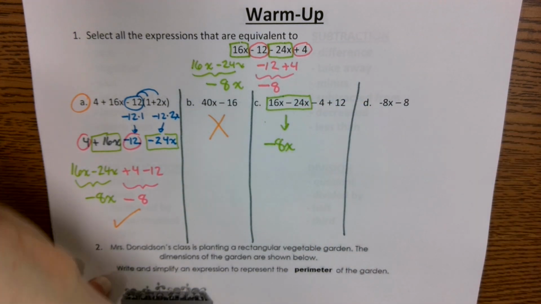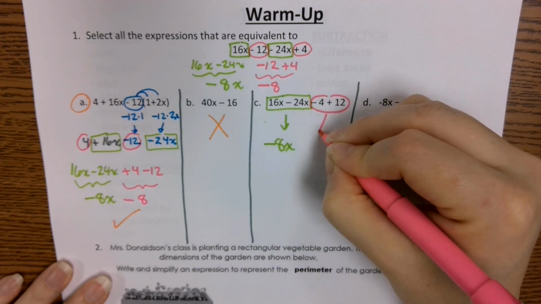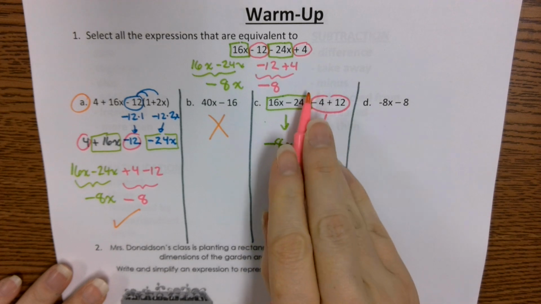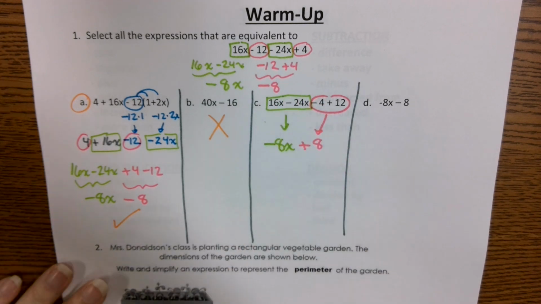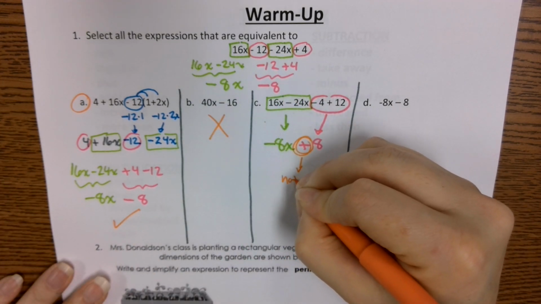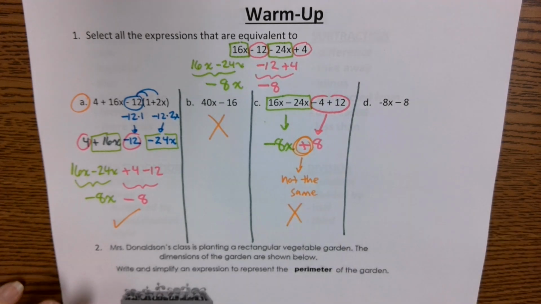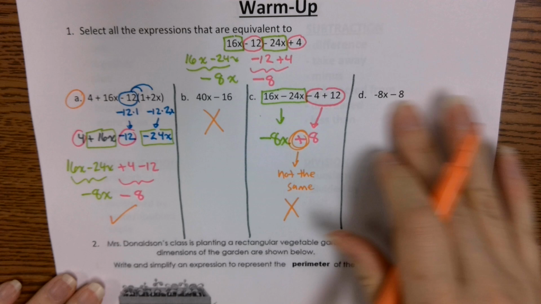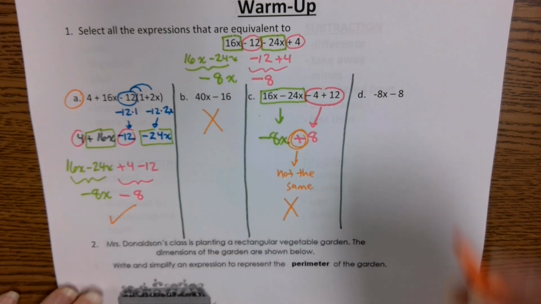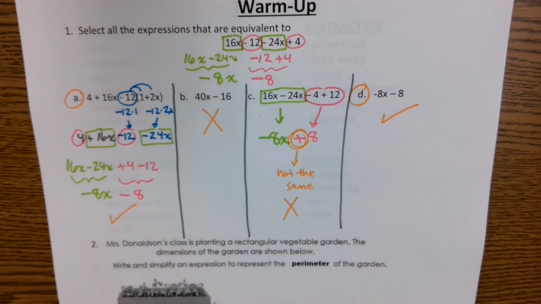So far, so good. Then we've got a negative 4 and a positive 12. Well, when we simplify that, that comes out to a positive 8. That's not the same thing as a minus 8. This part is not the same, so therefore it will not work. And then answer choice D is already as simplified as it's going to go, and it is identical. So that works. So answer choices A and D are equivalent.